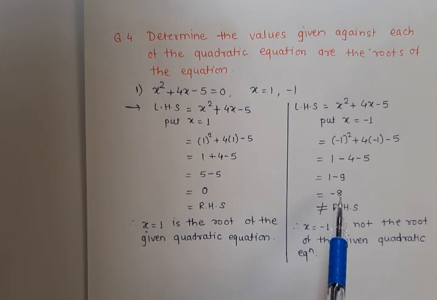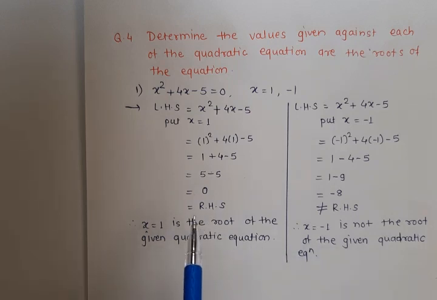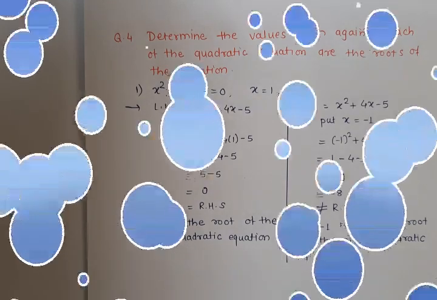That minus 8 is not equal to 0. So we can say that it is not equal to the RHS, that is the right hand side. So x equals minus 1 is not a root of the given quadratic equation. In this way you can try to solve the second sum from question number 4. Now I will take the activity from your exercise.